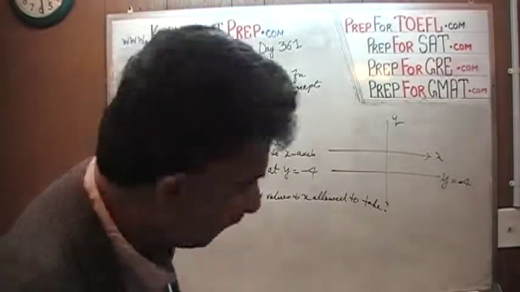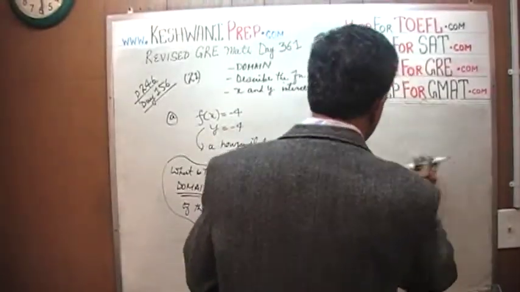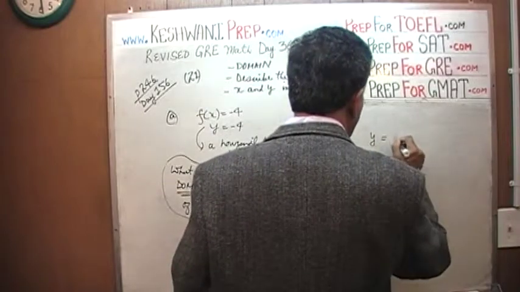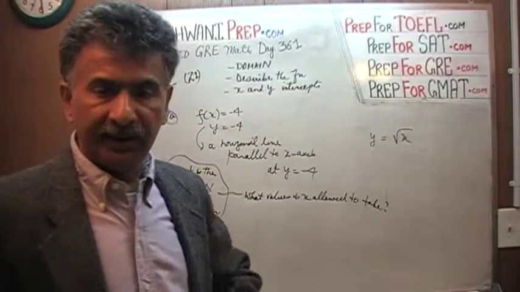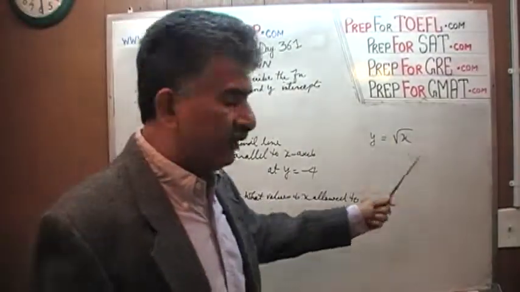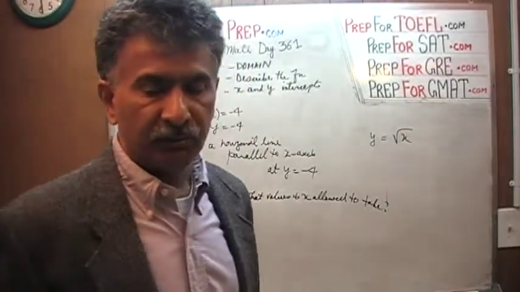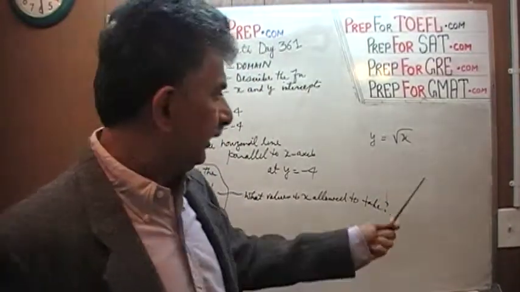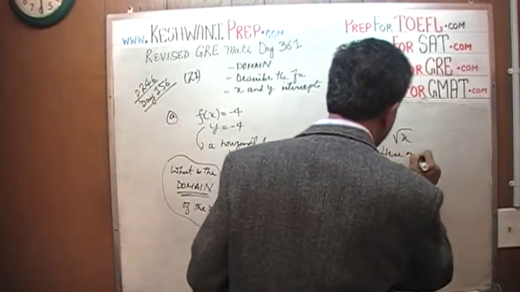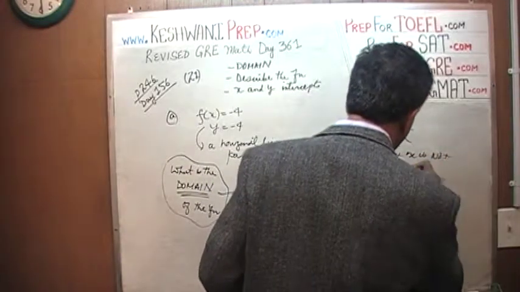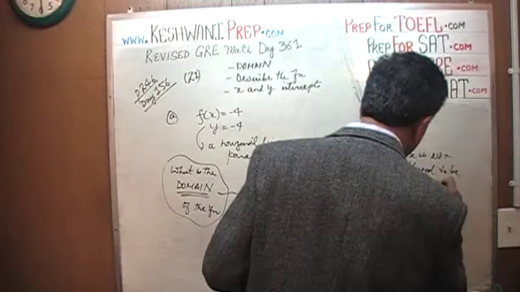For example, there are some functions where, let me give you a simple example here. If we say that y is equal to root of x, what value is x allowed to take? Can x be anything? Can x be positive, negative, 0, anything? In a function such as this one, x is not allowed to be negative.